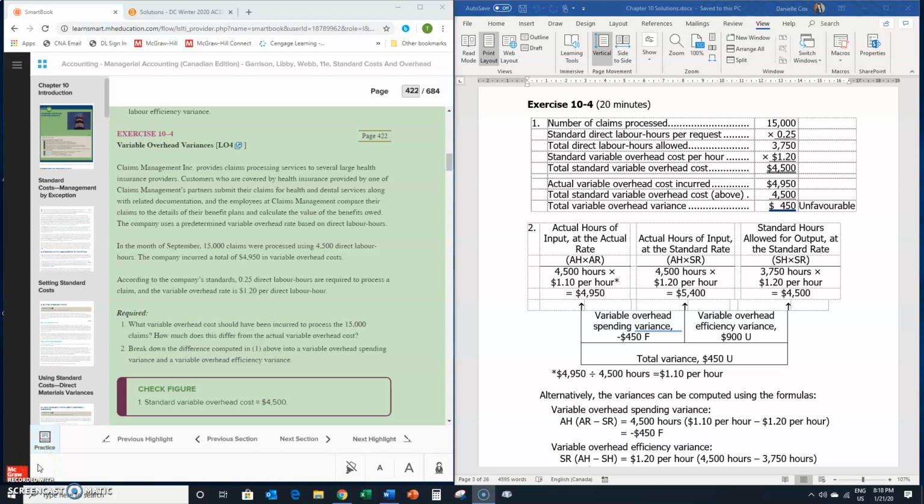Okay, now we'll take a look at exercise 10-4. I'm not going to bother with this first paragraph here.